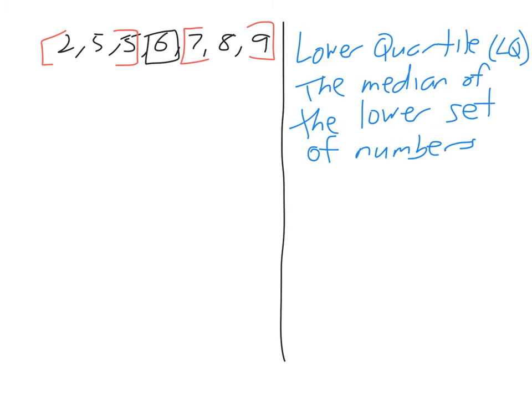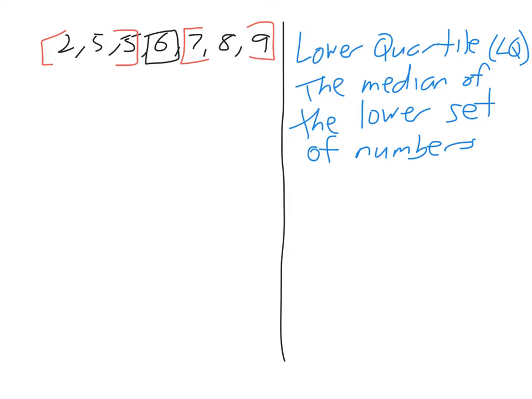So now we're going to talk about what are known as quartiles. A quartile, if you think about it, quar meaning quarters or fourths. So the lower quartile will divide our lower set of numbers into 2 parts. And of course, if we have a lower quartile, we're going to have an upper quartile. That's going to give us our 4 parts.